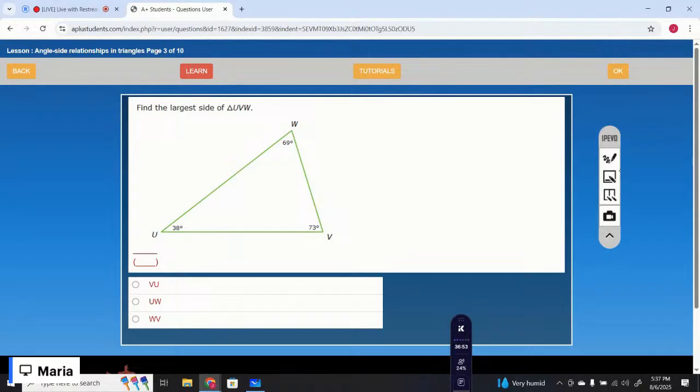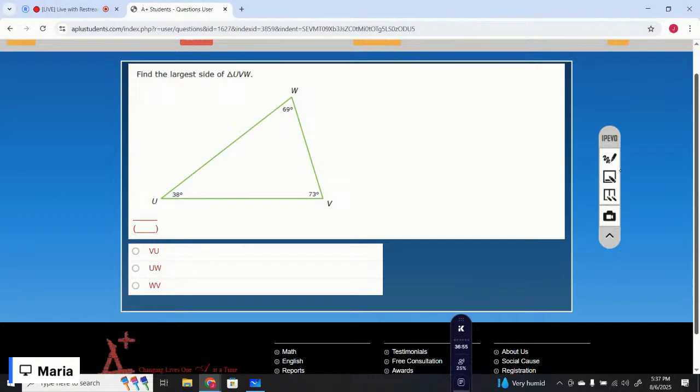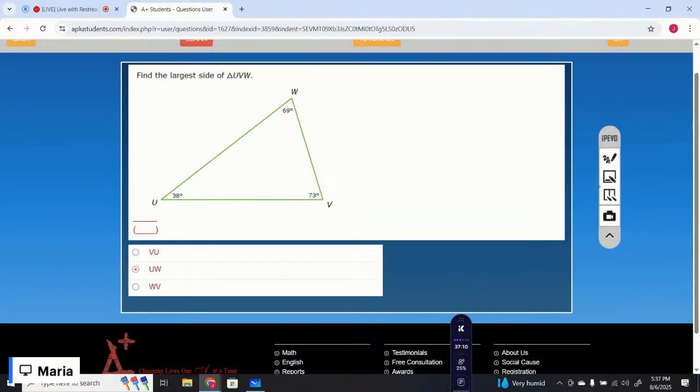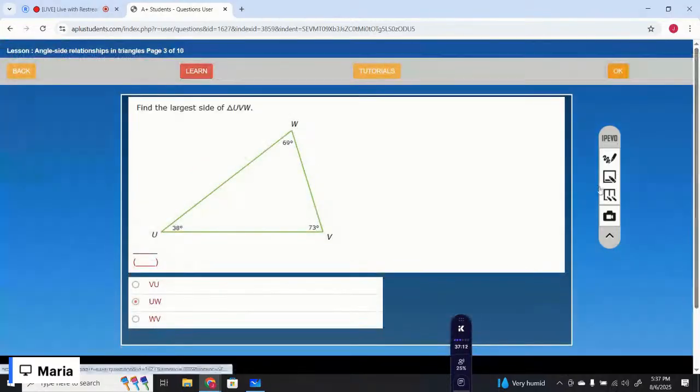Find the largest side of triangle UVW. The largest angle is 73, right? So the side that is in front of V is WU. That is UW. Option number 2 is the correct option.